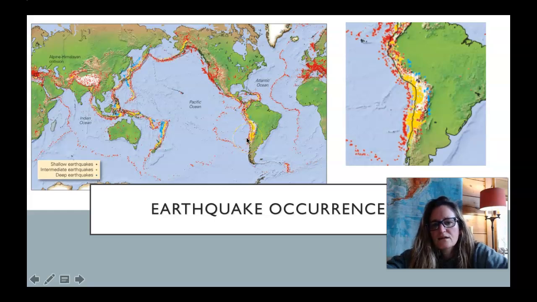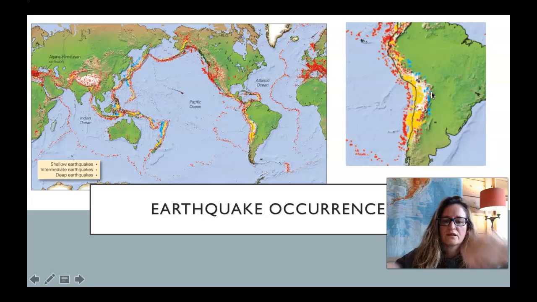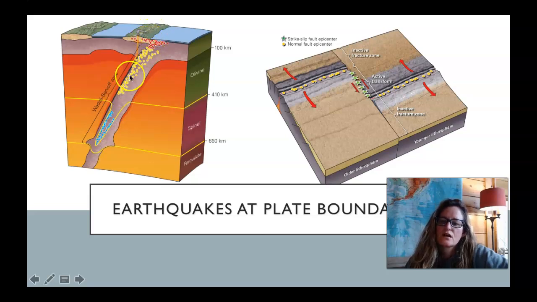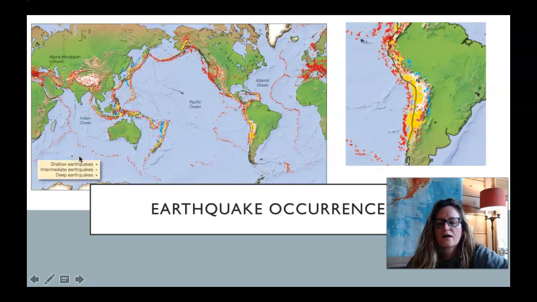Wait, the red is shallow, right? Those are at the surface. So that would make a trace of the trench a little bit deeper. So intermediate would be the yellow, and then blue are the deeper earthquakes at the end of that Wadati-Benioff zone that is here. So red is shallow, yellow, intermediate, and blue are the deeper earthquakes. So we'll go back again and look at that. Same thing is on this side of the Ring of Fire as well.